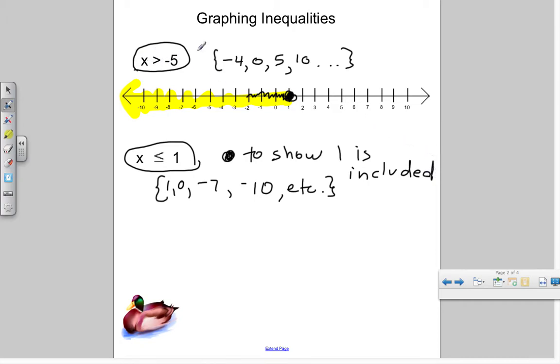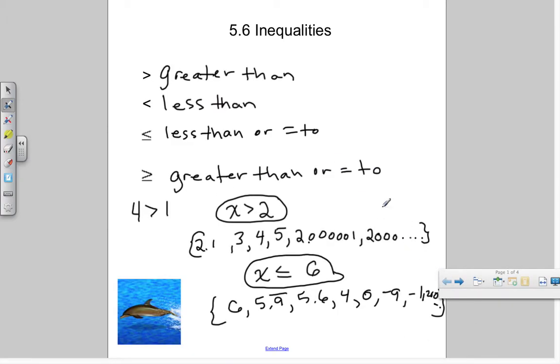Okay, so x is greater than 5 would be an open circle. X is less than or equal to 1 would be a closed circle. Okay, and if I go back to my first page, if I were to graph anything that was greater than, it would be an open circle, and then the proper direction. Less than, it would be an open circle. Less than or equal to would be a closed circle because it includes that point. Greater than or equal to would be a closed circle because it includes that point. So x is greater than 2, that would have been an open circle moving this direction. X is less than or equal to 6 would have been a closed circle moving that direction.